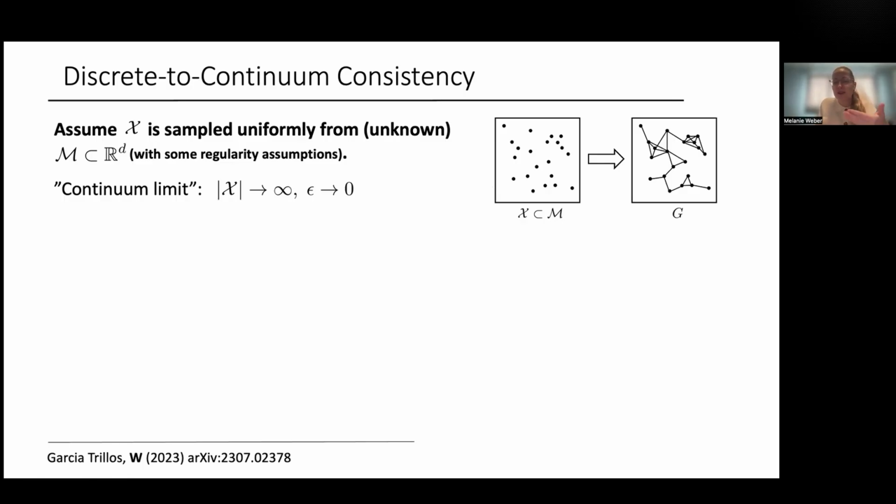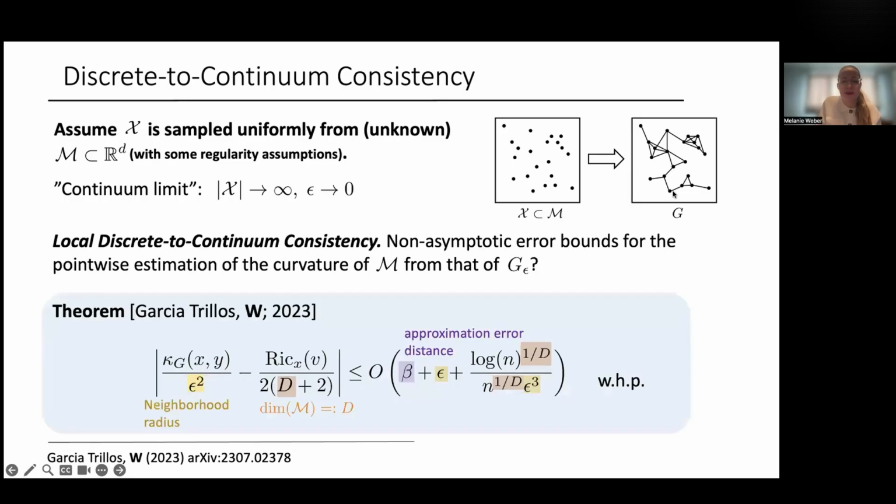Here we're looking at what happens to the curvature, right? If we measure Ollivier's curvature on the geometric graphs, can we learn something about the Ricci curvature of the underlying manifold? And in fact, we can.